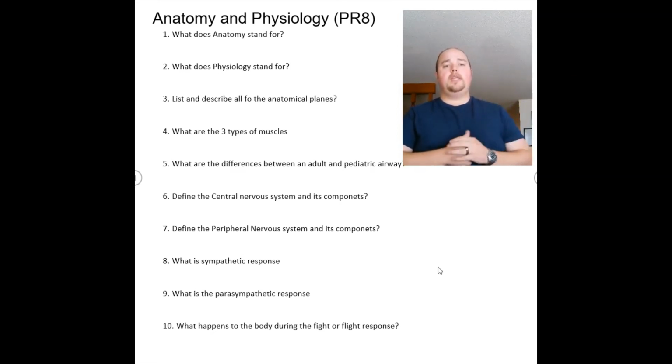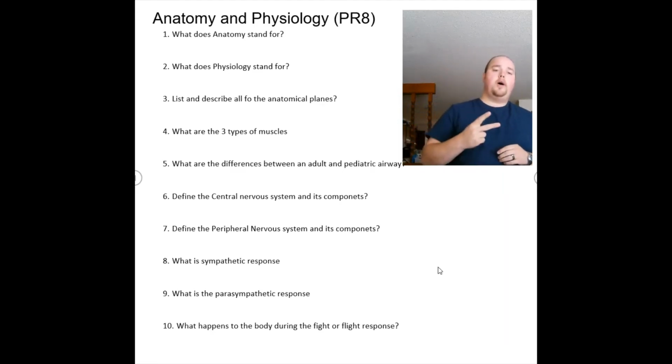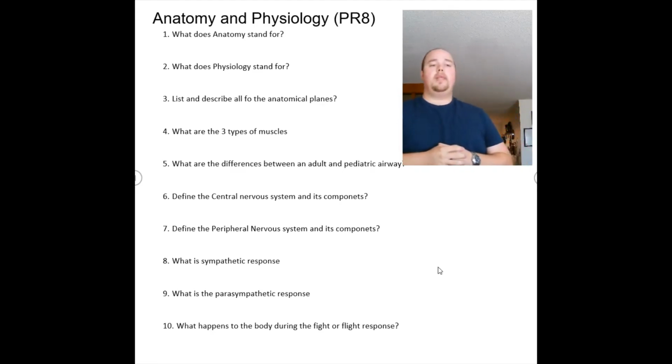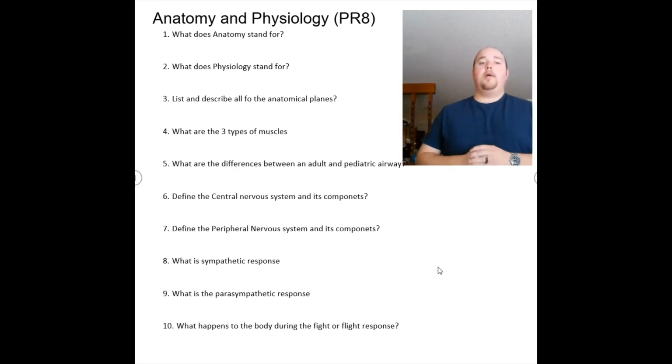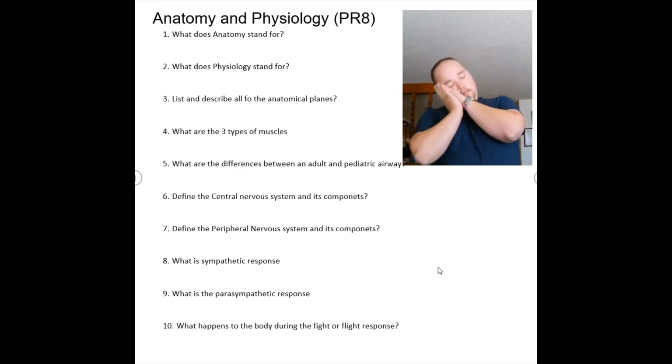There are two different types of nervous systems. You have your central nervous system and your peripheral nervous system. Your central nervous system is the brain and spinal cord, and your peripheral nervous system is everything else. And then we also have the two responses that come from the nervous system, our sympathetic response and our parasympathetic response. The sympathetic is the fight or flight, and then the parasympathetic is the feed and snooze.